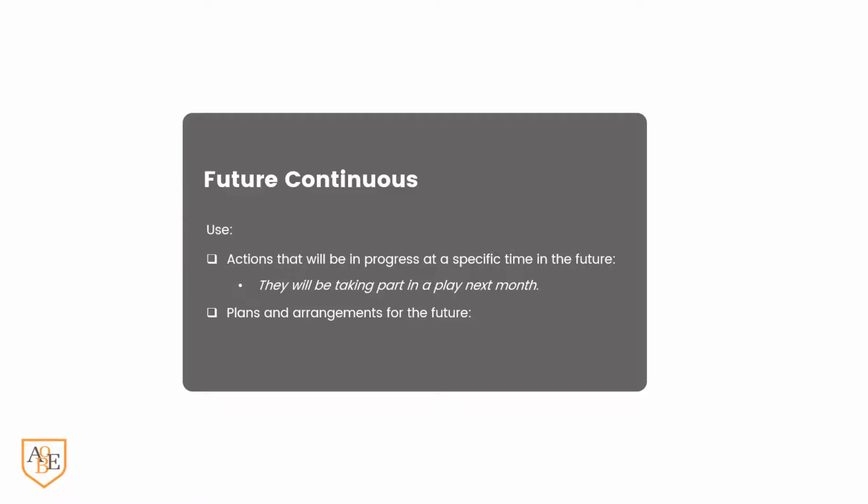We can also use it for plans and arrangements for the future. For example, the technology company will be launching the new product tomorrow. So they will be launching. Okay, that is something that will be happening tomorrow. It's a plan, it's an arrangement. The new product is ready, so they will be launching it. The actual launch of this product will be happening at this time in the future. So pretty easy to use in those two cases.